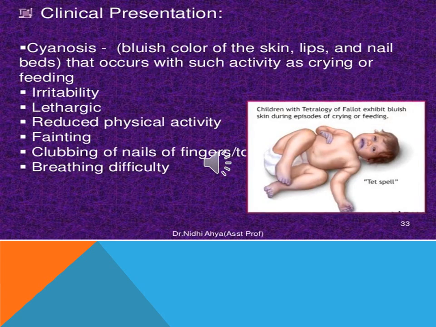In babies with cyanotic heart disease Fallot tetralogy, the baby will be cyanosed, which will be evident as bluish coloration of the skin, lips, nails, and nail beds in the fingers and the toes, especially when the baby has any activity such as crying or feeding, irritability, lethargy, reduced activity, fatigue, and breathing difficulty sometimes.